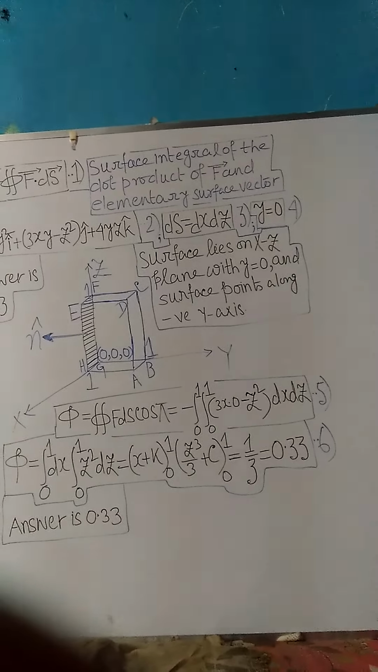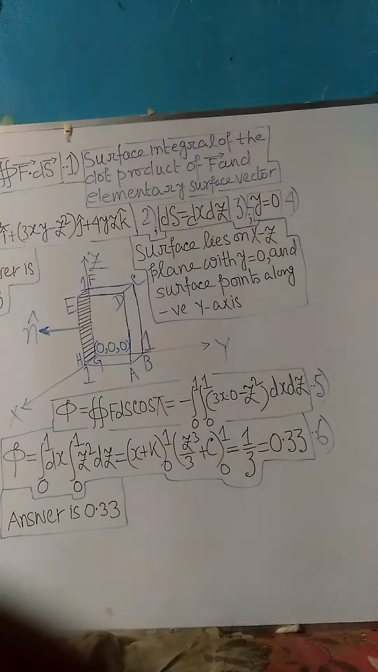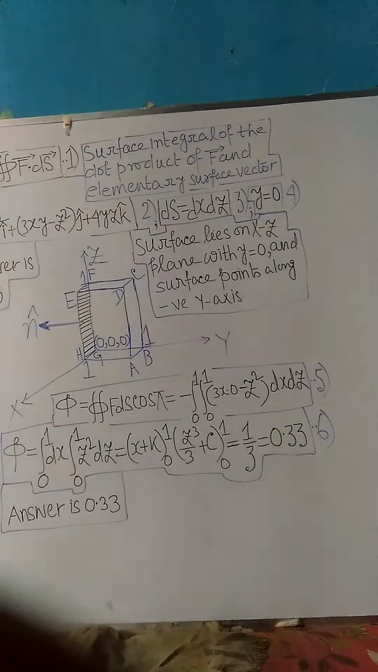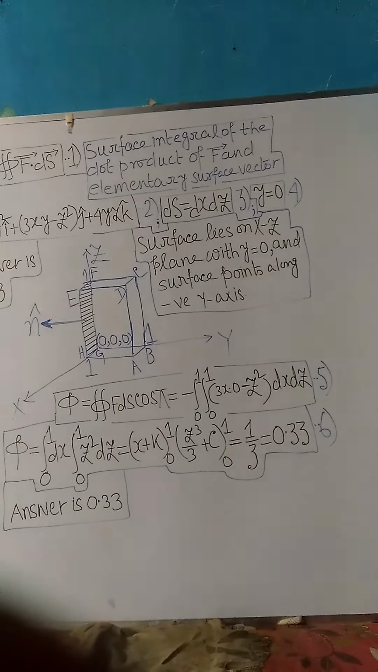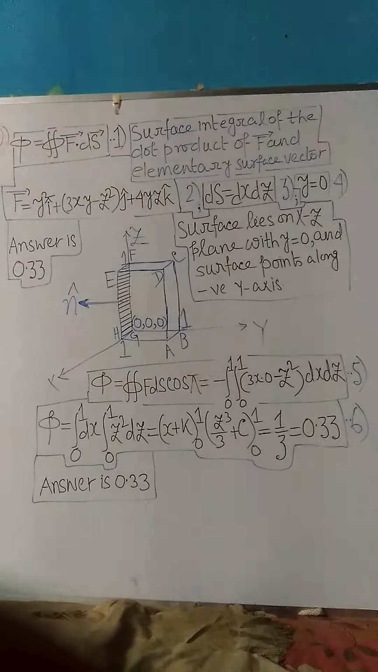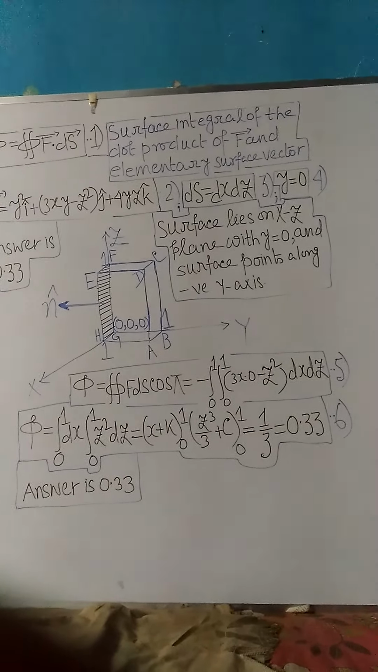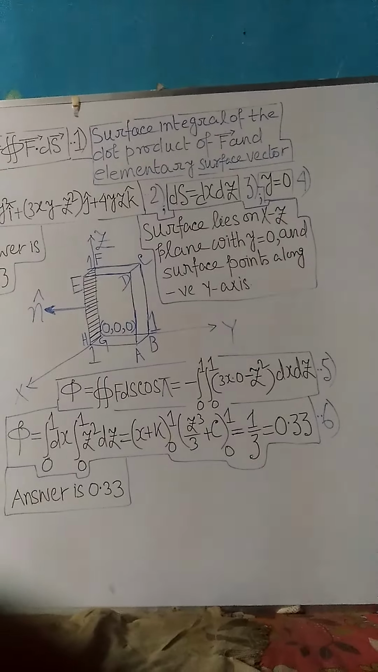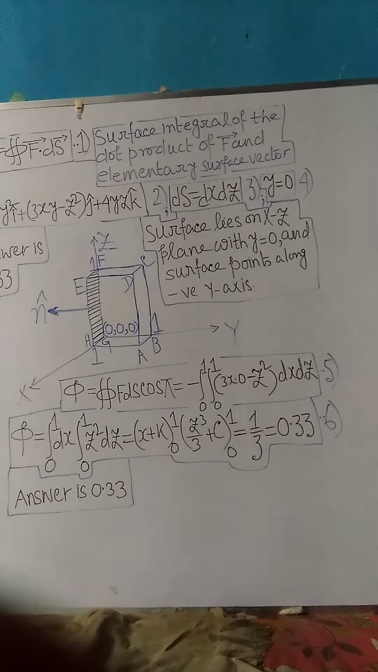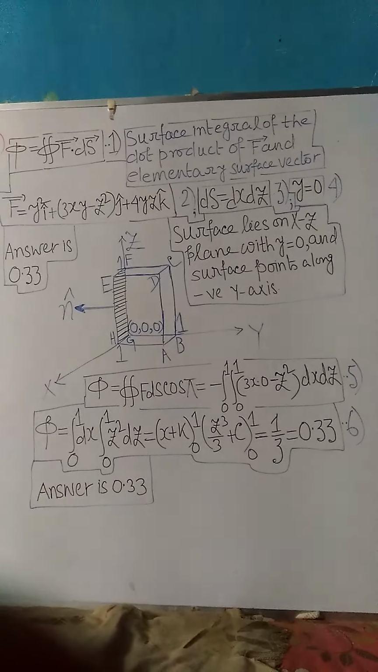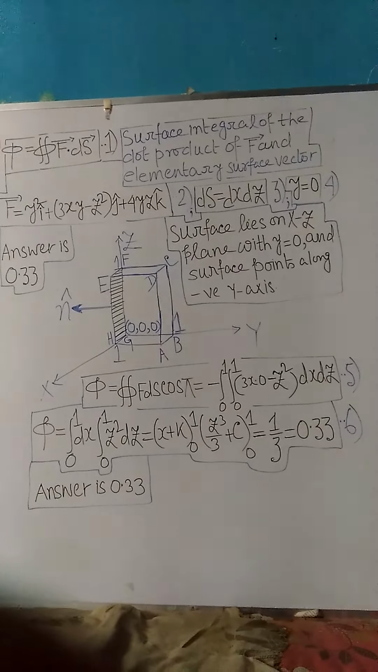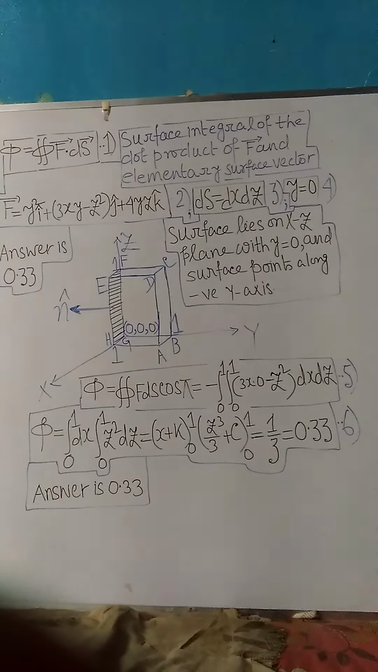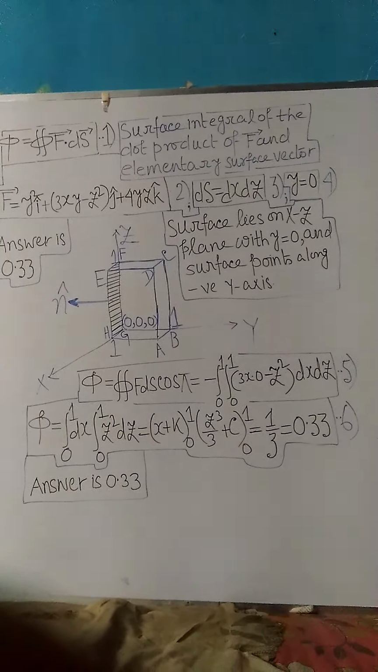We start the solution by remembering the definition of flux of a vector function f over an arbitrary closed surface, which is mathematically stated in equation 1. So please pay attention to equation 1. And as known to us, it is the surface integral of the dot product of f vector and elementary surface vector. These important facts are also mentioned in a box just adjacent to equation 1. Please take note of that. Surface integral of the dot product of f vector and elementary surface vector.